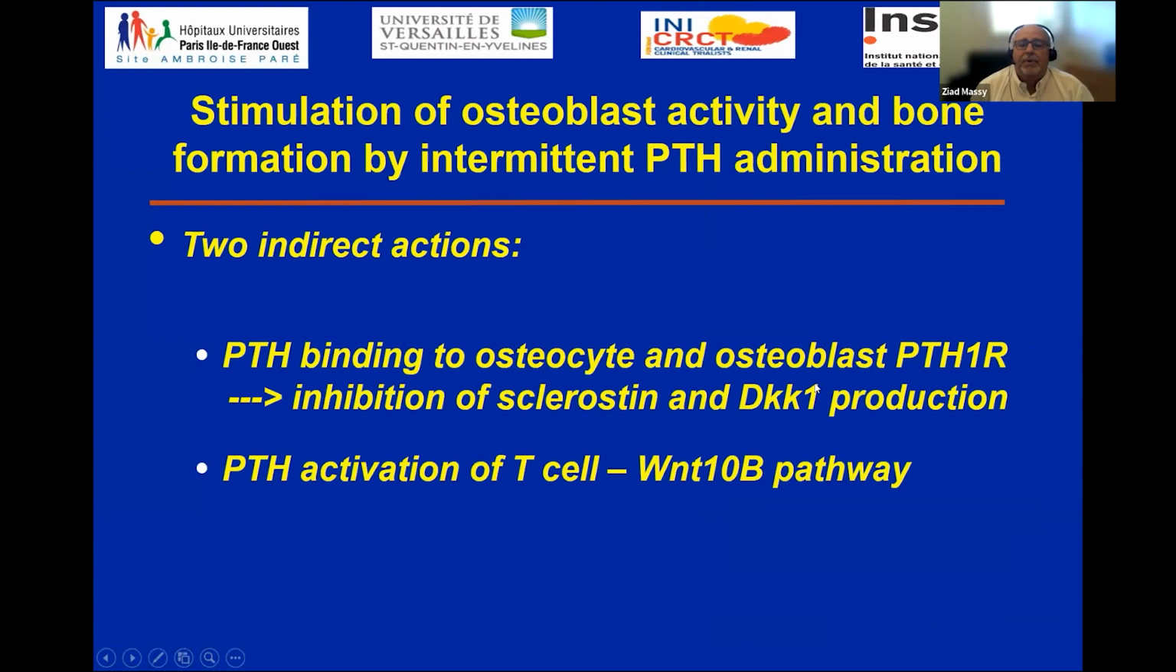So remember, I showed you a few minutes ago that PTH can link to PTH1R, inhibiting sclerostin and DKK production and increasing bone formation. Now I show you that PTH can activate T cells. T cells have a receptor, PTH1 receptor, and PTH also modifies the WNT10 pathway, and this effect can be reinforced and modulated by butyrate.